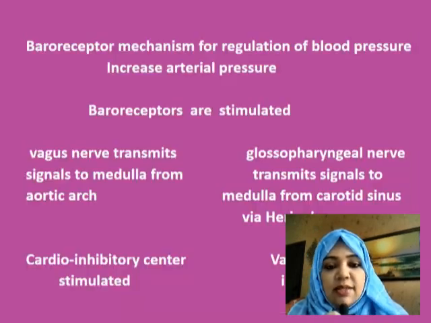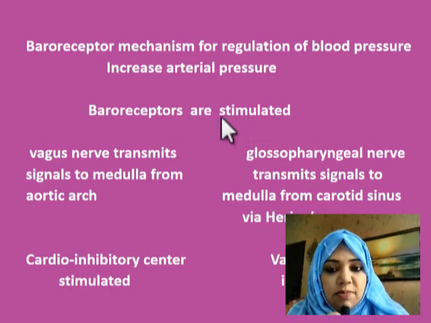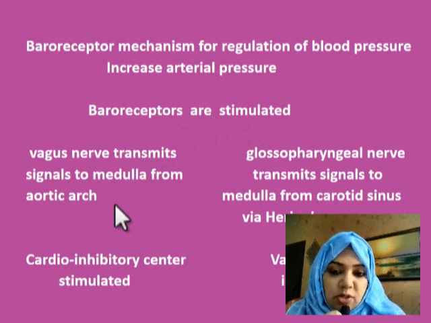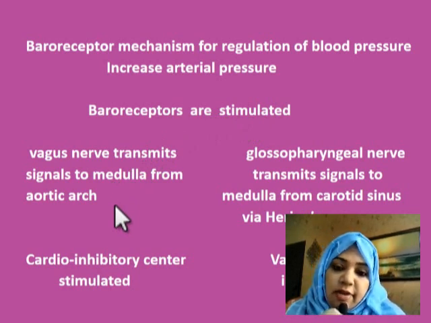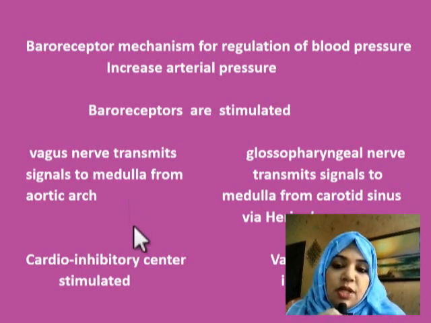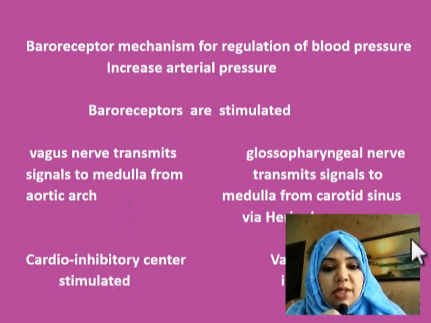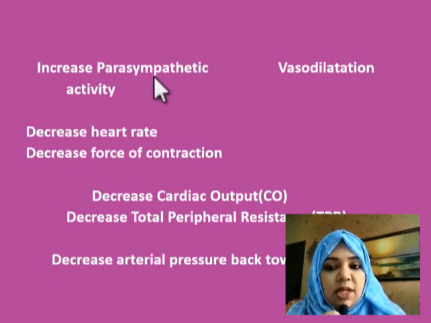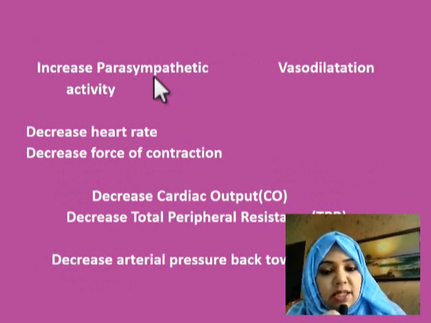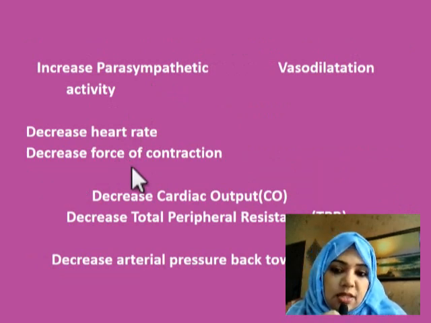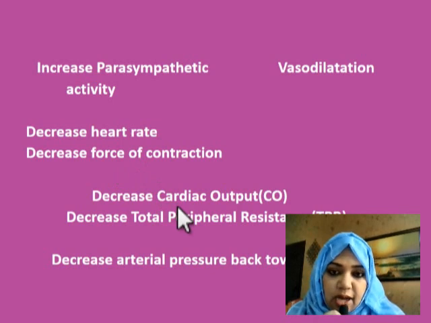Now let's see how this works. Whenever there is an increase in the arterial pressure, the baroreceptors are stimulated. When baroreceptors are stimulated, vagus nerve transmits signals to the medulla from the aortic arch through the afferent fibers, and vagus is parasympathetic. So what vagus will do is it will stimulate the cardioinhibitory center. When cardioinhibitory center is stimulated, it will increase the parasympathetic activity. Parasympathetic will decrease heart rate, decrease force of contraction, and this will ultimately decrease our cardiac output.